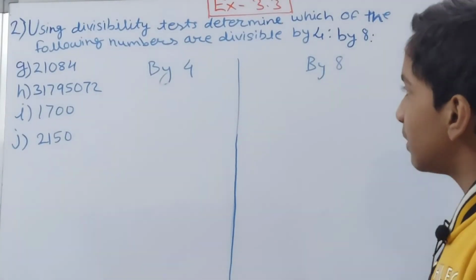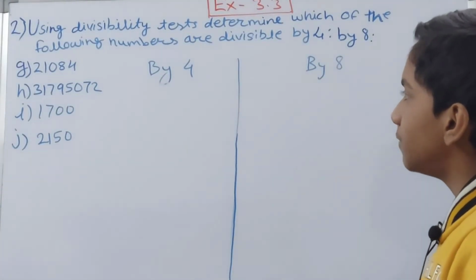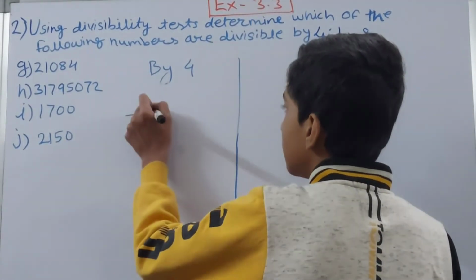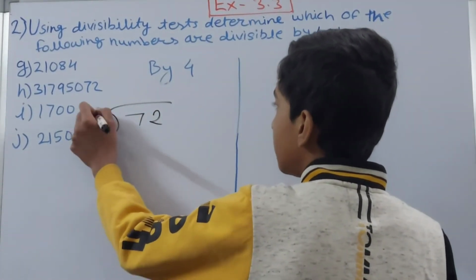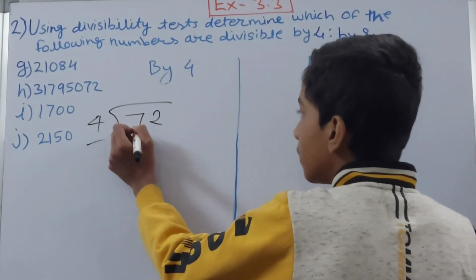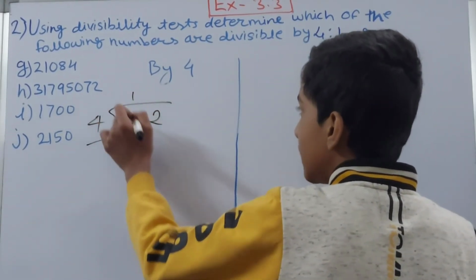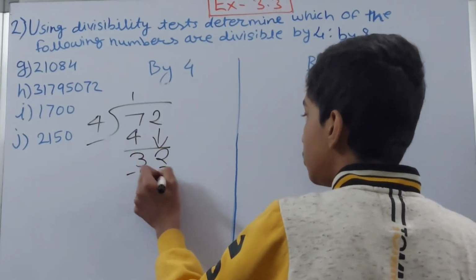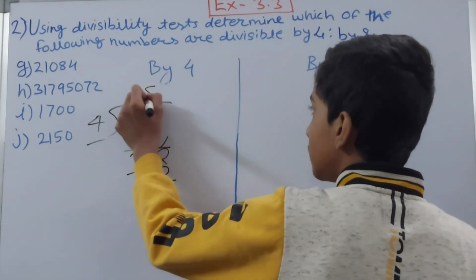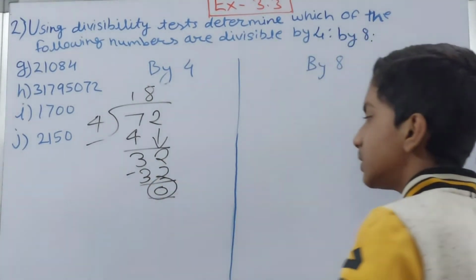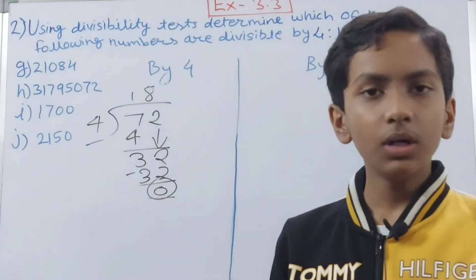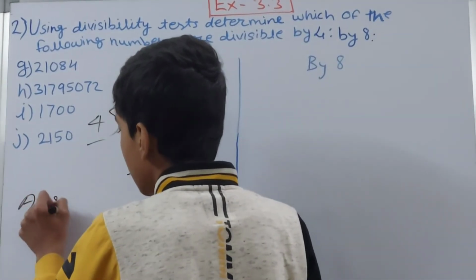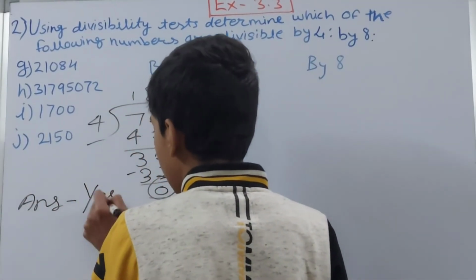Now the next number we have is 3179572. Now take the last 2 digits, we have here 72, and divide this by 4. So minus 4, okay, 1 time, you will be left with 3. Bring this 2 down, minus 32, 0, and 32 goes 8 times. Again you can see we are having 0 in the remainder. So that means this number is divisible by 4. So you will write here yes.